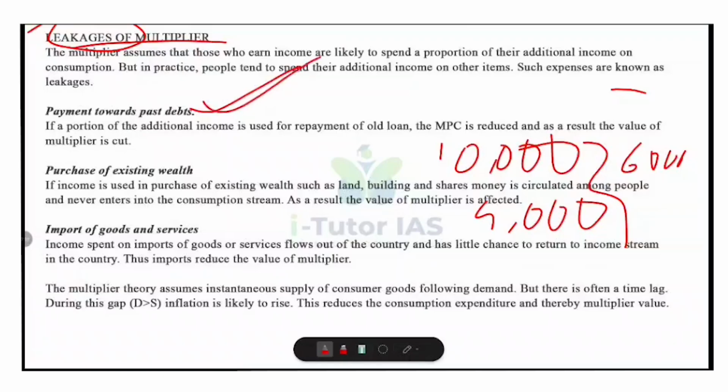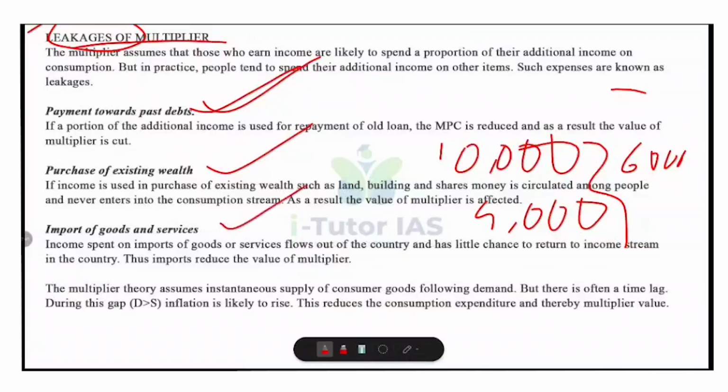Next one, purchase of existing wealth. That means when additional income is used to buy existing assets such as land, buildings or old shares, the money circulates among individuals but does not create new production or income. Hence, the multiplier weakens. For example, buying an old house transfers money but doesn't increase output or employment. That is what this is.